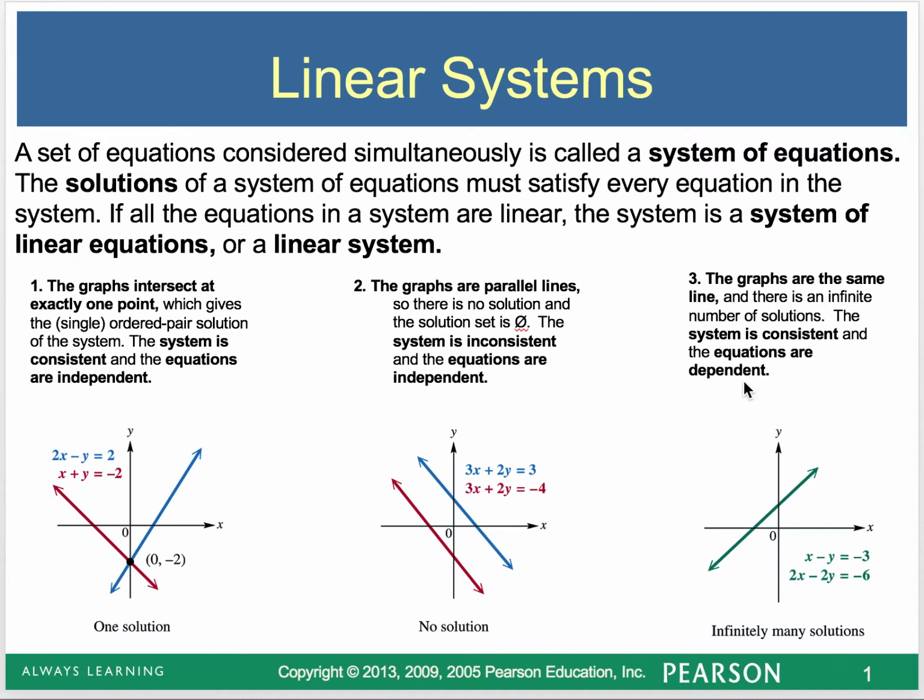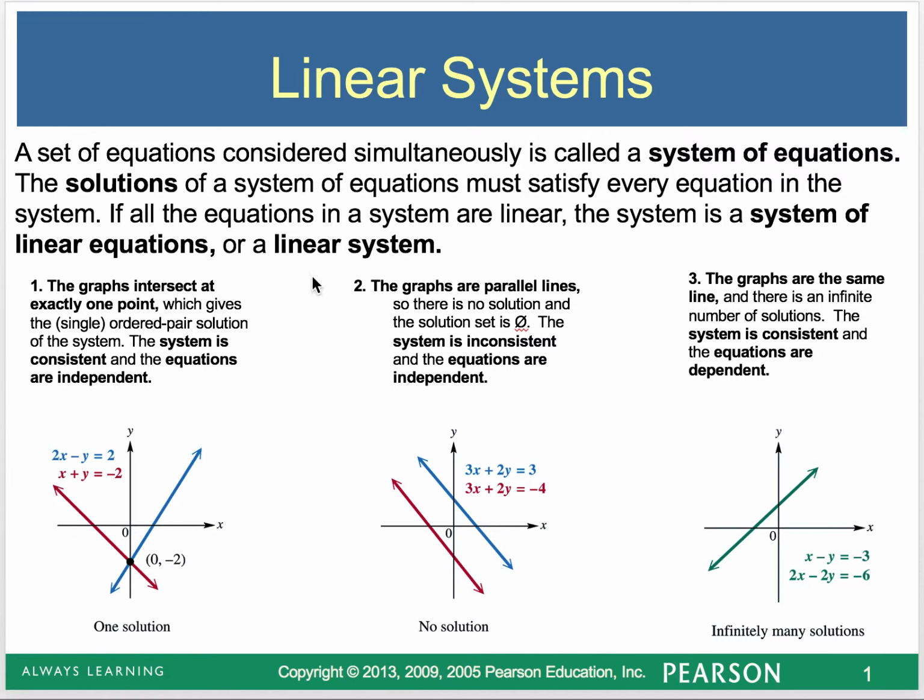Okay, guys, we're starting chapter 5, our last chapter, and we're going to talk about systems of equations in this chapter. If we have a set of equations, in other words, more than one equation that we're considering at the same time for the same problem, we call it a system of equations. To be a solution of the system, the solution must satisfy every one of the equations in the system. If all the equations are linear, then we call it a linear system.